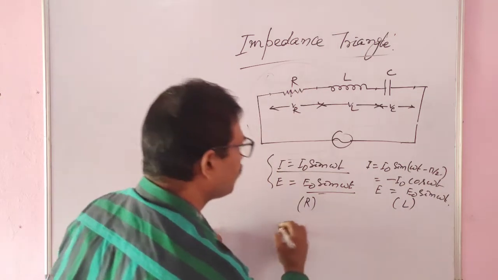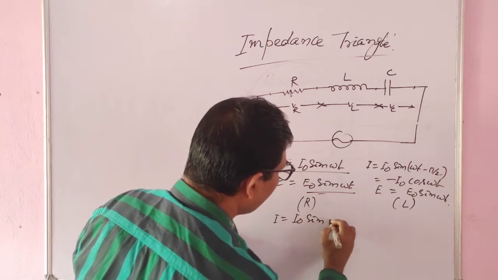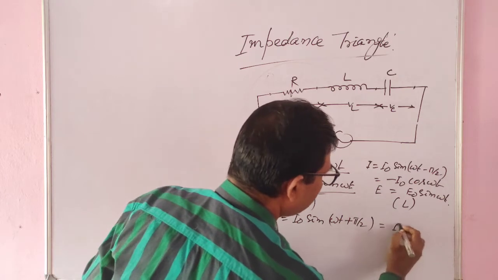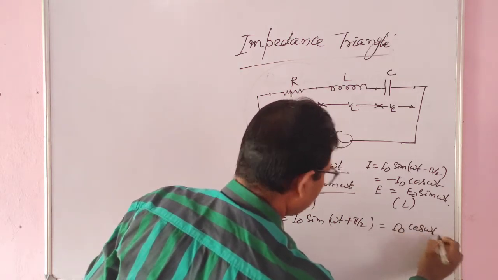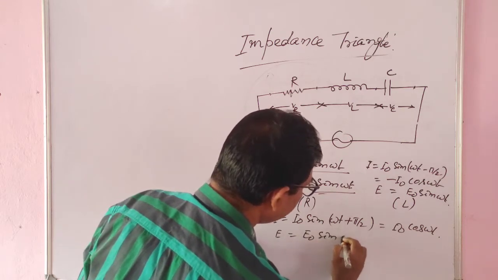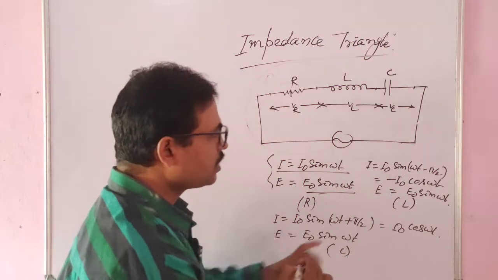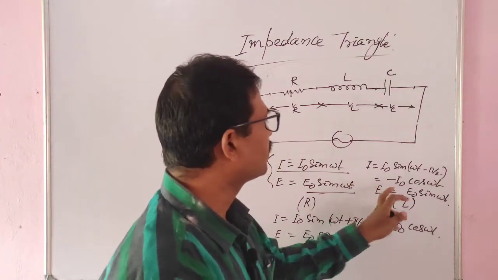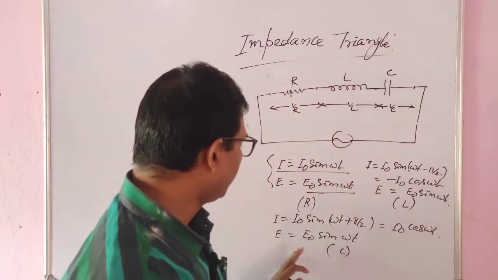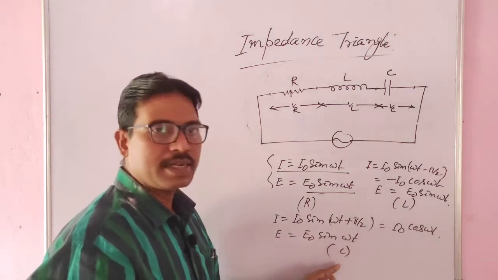Similarly, in case of C, I is equal to I naught sin omega t plus pi by 2. So, it is I naught cos omega t. Okay, then E is equal to E naught sin omega t when circuit contains only C. That means here current lagging behind the EMF by 90 degree. Here current leading the EMF by a phase angle 90 degree.